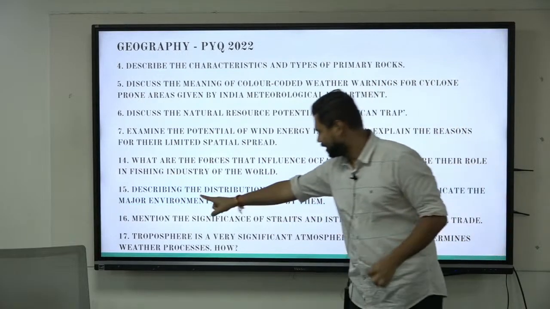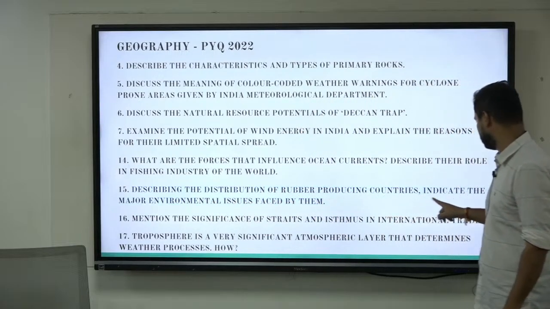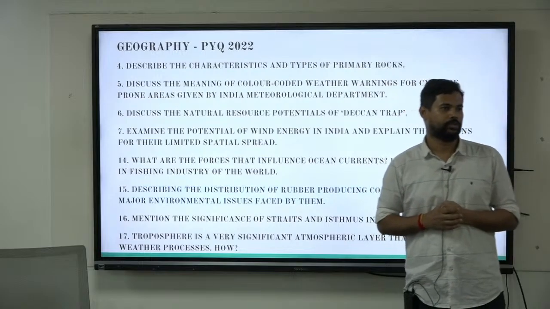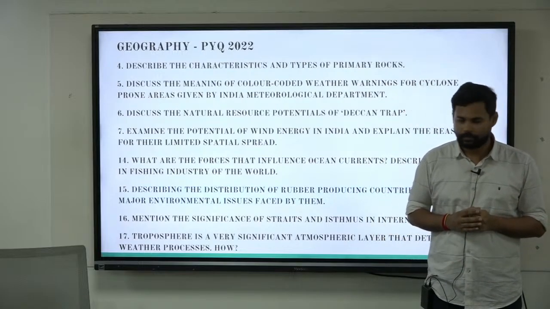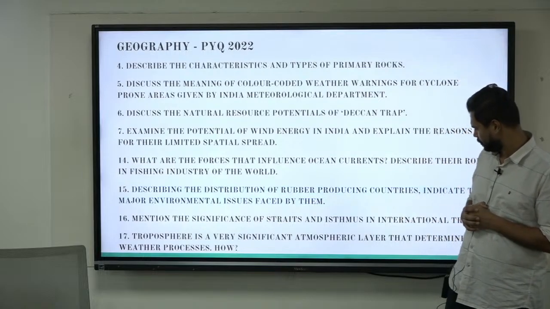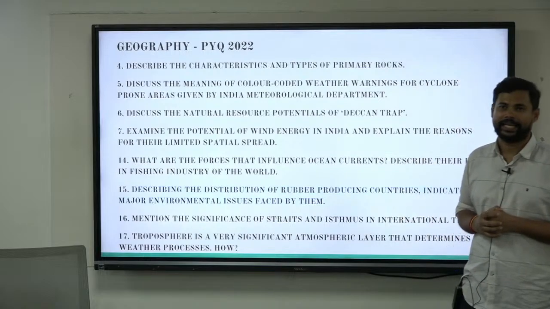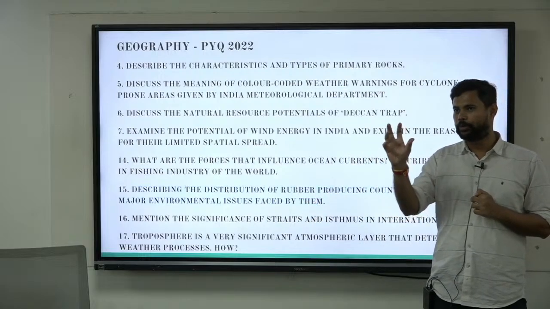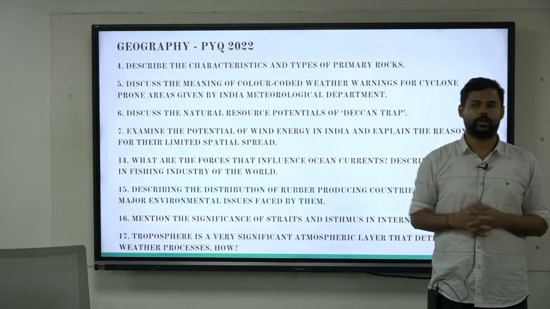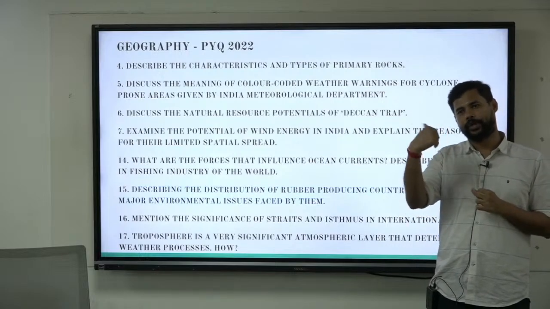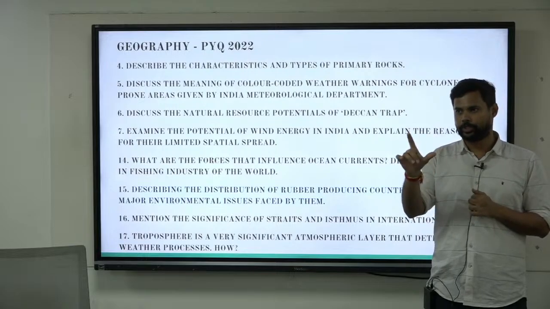Next, describe the distribution of rubber producing countries. Indicate the major environmental issues faced by them. Where will you put this? Can I tell economic geography? Yes, rubber producing countries, but broadly can I say economic geography? Alright, when I say economic geography, in bracket you can put agriculture. Okay, economic geography, agriculture.